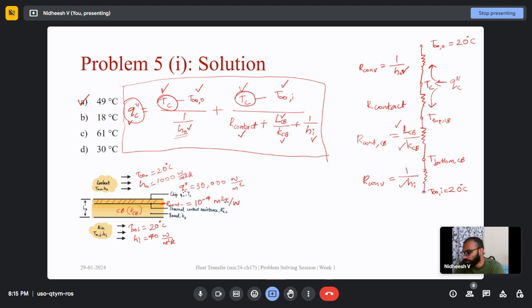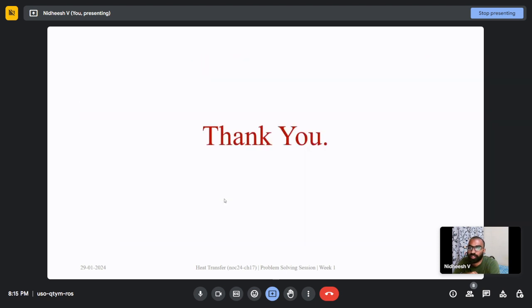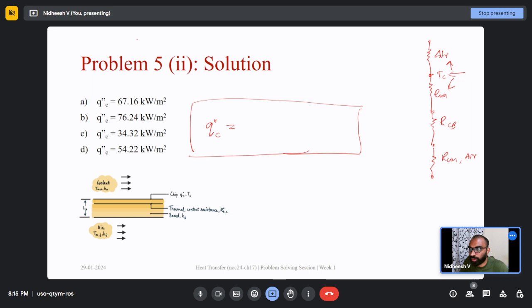Yes, sir. So we have looked at 5 questions today. Sir, what is answer for 5B? Let me check. It is 67. It should be 67.16. Are you getting that answer? Yes, sir. Okay. That is 67.16 kilowatt per meter square. Right.